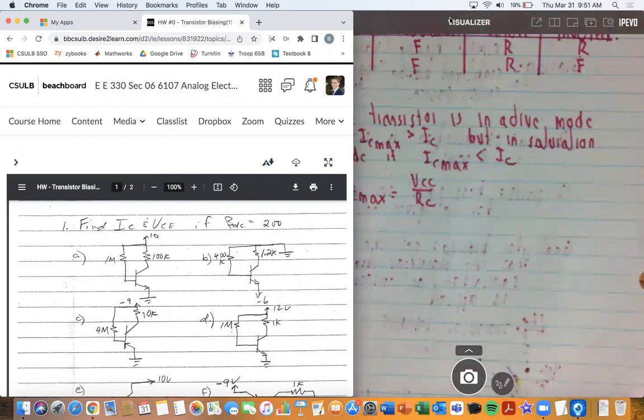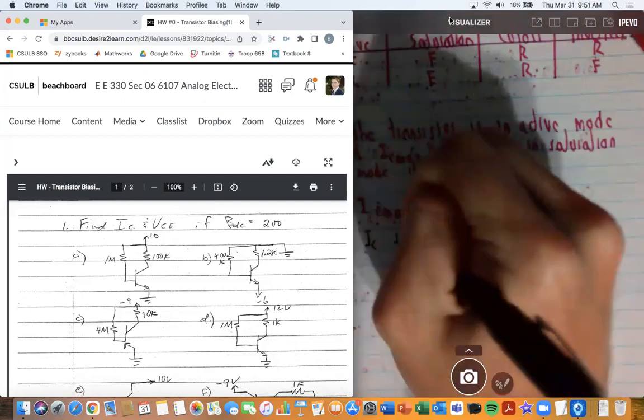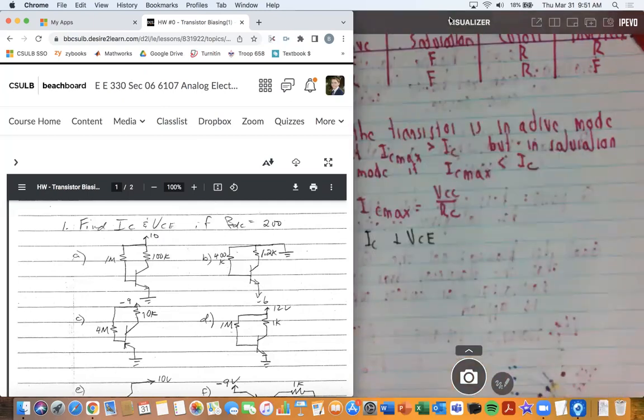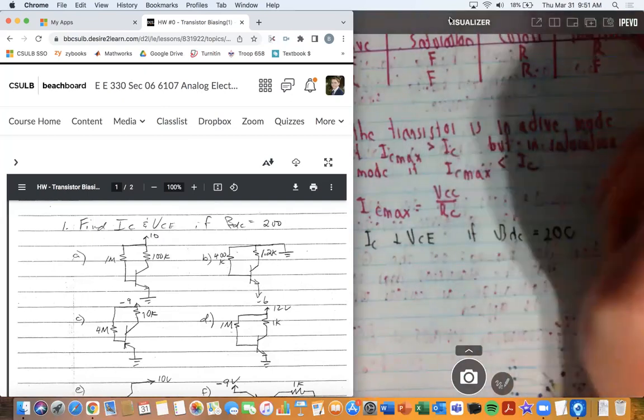And so for the first one, you can see it gives us a transistor. So my first piece of advice would be identify what type of transistor this is. And so let's just work it out, and we'll see what type of model it is, and then which mode it is in. So what I see here is it says find IC and VCE if beta DC is equal to 200. So it gives us a beta value.